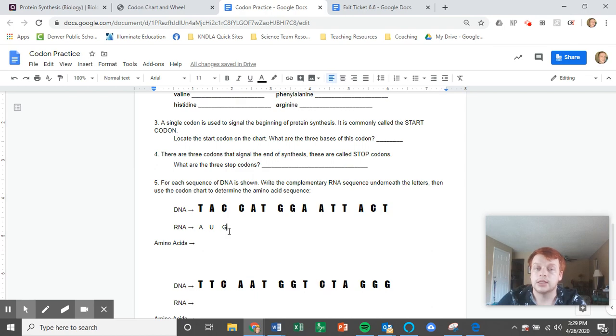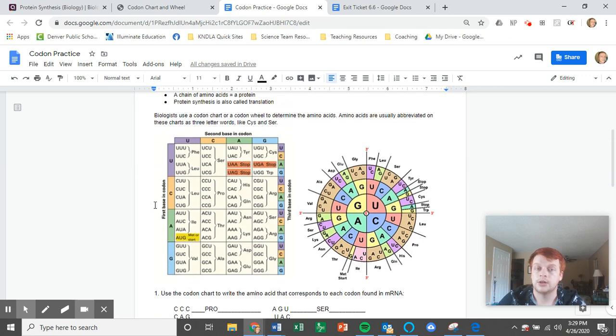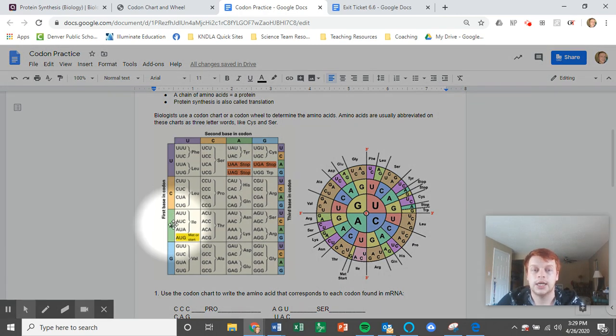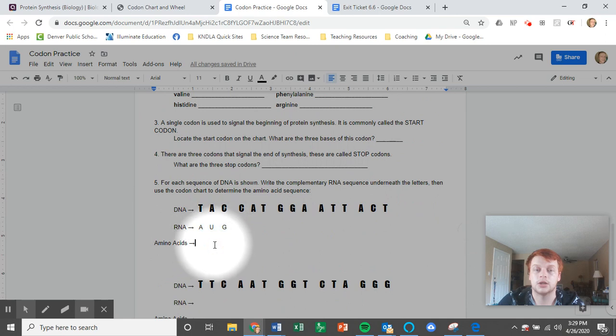So since we've got this codon here, we would go back up to our chart or our wheel, and I'm going to go to the chart for this one and figure out what amino acid gets produced from it. So we had A and U, which puts us in this box here. And then our final letter was G. So if we follow that back over, we get AUG, which codes for methionine, which is our start codon. I'm just going to write MET right here.